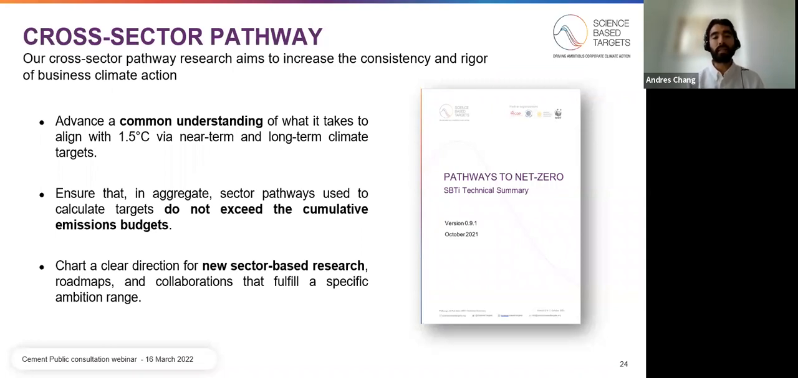One of the risks that we've identified as an initiative is that if each sector is just deciding on its own target in isolation, it's quite possible that the sum of all of these emissions budgets will exceed what's needed at the global level. And of course, in this cross-sector research, we want to chart a clear direction for new, more sector-specific, highly granular research focused on roadmaps, building collaborations that fulfill a specific ambition range. And that's the approach that's been taken with the cement project, building from this cross-sector perspective, digging deeper into what's needed. Next slide.